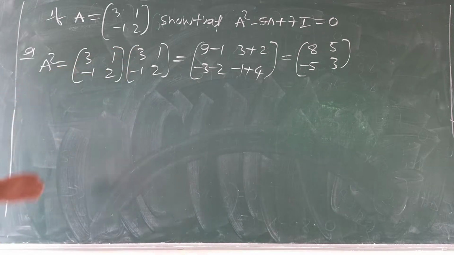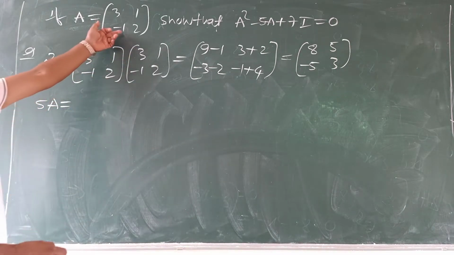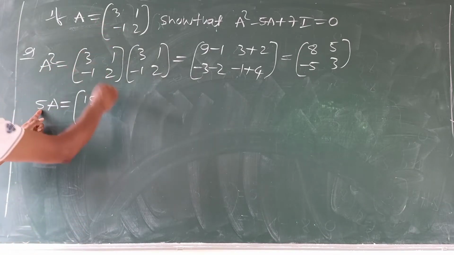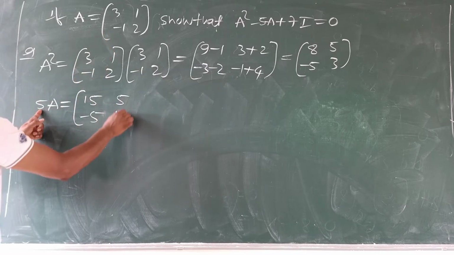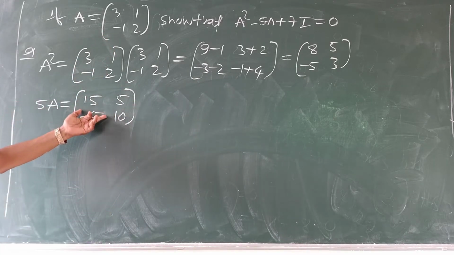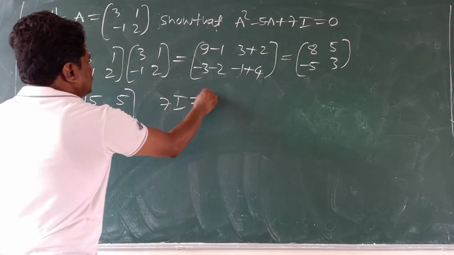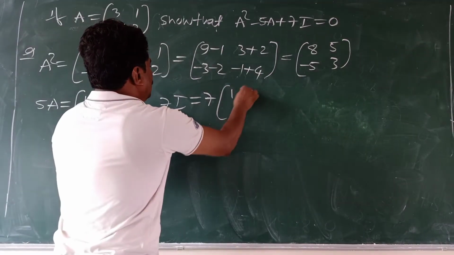Next I find 5A. Multiply all the elements of A by 5. 5 3s are 15, 5 1s are 5, minus 5, 5 2s are 10. I got 5A also. Now you find 7I. 7 into I means identity matrix, [1, 0; 0, 1].